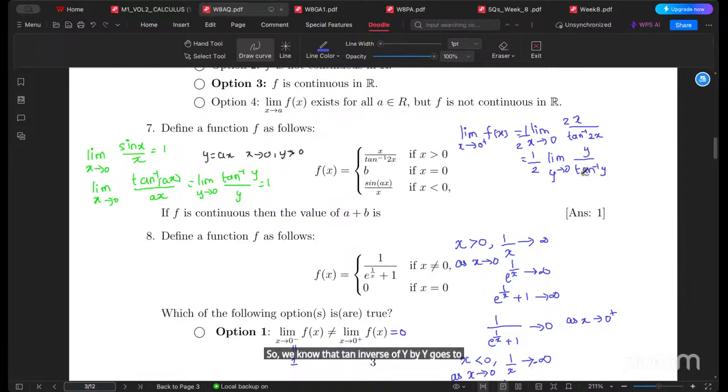We know that tan inverse of y by y goes to 1. So what happens to the reciprocal of it? The reciprocal should also go to 1. So the answer is 1 by 2. Is that fine?